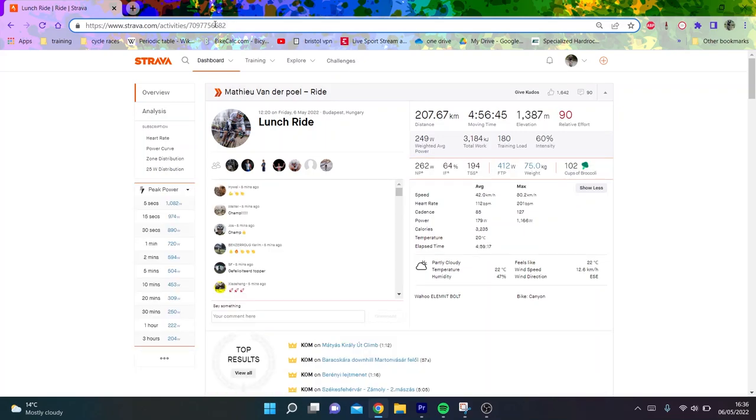Stage one of the Giro d'Italia, Mathieu van der Poel won the first stage. He was the overwhelming favourite, so no surprise in some ways. But anyway, let's go through the power data, because this is a comically easy stage followed by a non-comically hard finish.